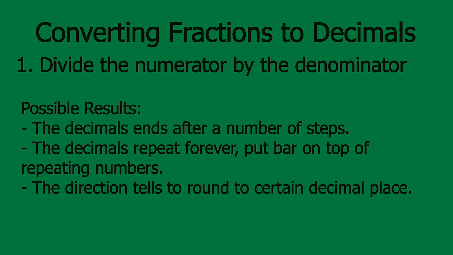The third one is where the problem asks you to round to a specific decimal place, or it's implied somehow. Then just do that. Don't continue trying to convert the rest of the decimal. Just stop where it asks you to stop and then you are done.